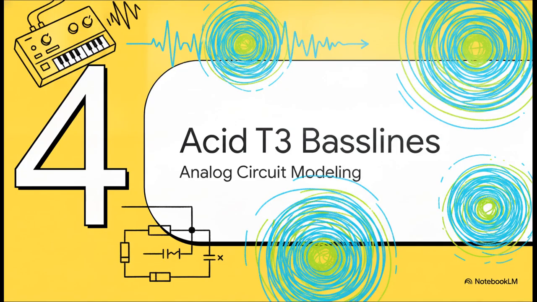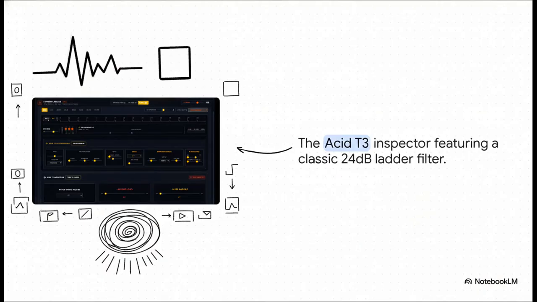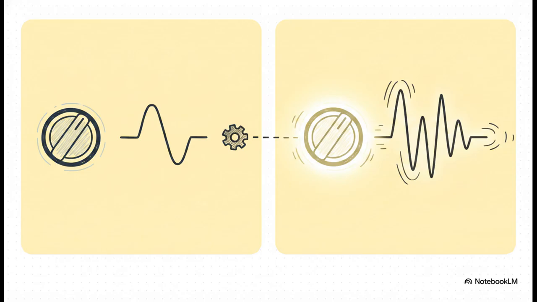Section 4, Acid T3 Analog Basslines. With our digital math perfectly dialed in on the FM side, let's inject some rich analog soul into the mix. This is a brilliant monophonic emulation of a classic 303 architecture. You've got your choice of rich sawtooth or hollow square waves, a screaming 24 decibel per octave ladder filter emulation to give you that classic sweep, and they've even added a dedicated sub-oscillator to aggressively thicken the bottom end by 1 or 2 octaves.